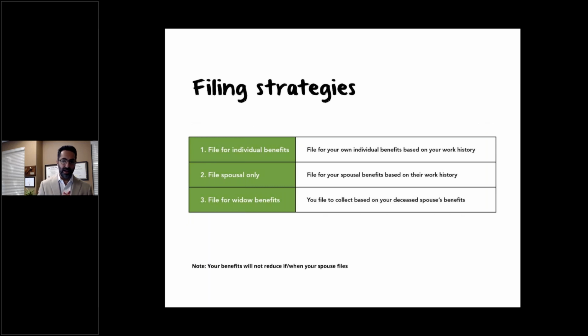Next is looking at the filing strategies. There are different strategies for individuals, and it depends on other circumstances in your life. As I mentioned, financial situation, longevity, health, different things that we have to consider. There are three strategies one could possibly use: filing for individual benefits, filing for spousal benefits, or filing for widow benefits. All these strategies are slightly different. We also have to take a look at those factors, health, savings, longevity, to determine which benefits are not only going to be great for you in the short term, but also going to have the most impact for you in the long term.